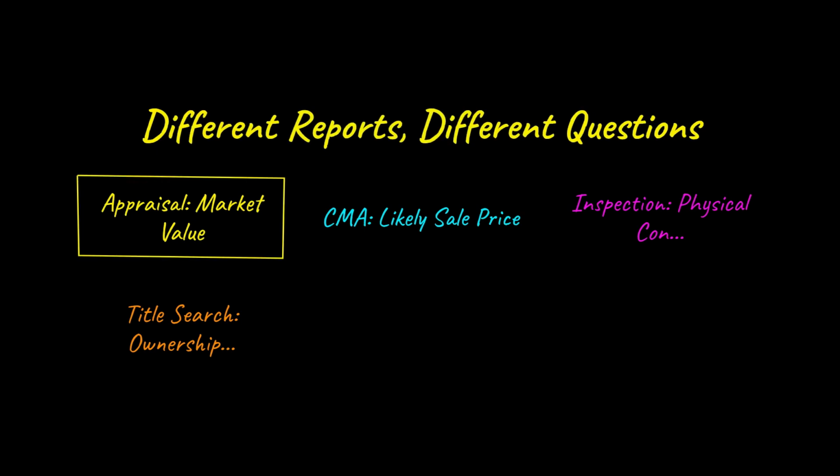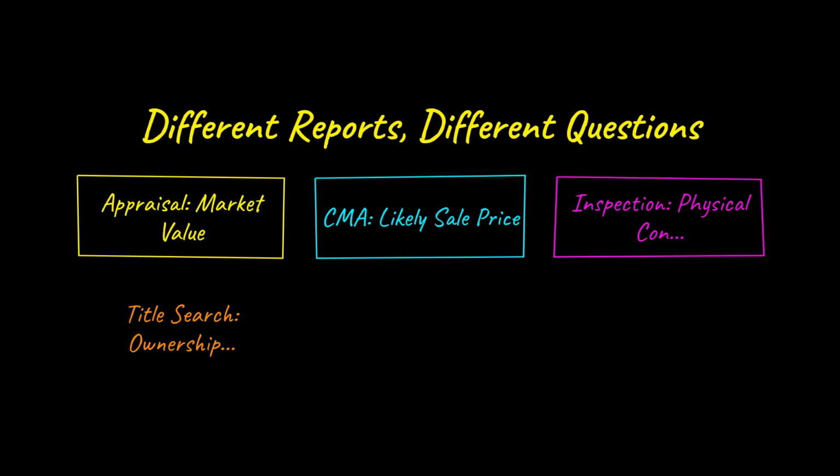It's easy to confuse the appraisal with other reports in a transaction, but each answers a different question. The appraisal confirms market value. A CMA estimates a likely selling price. A home inspection checks physical condition. And a title search verifies ownership and liens.